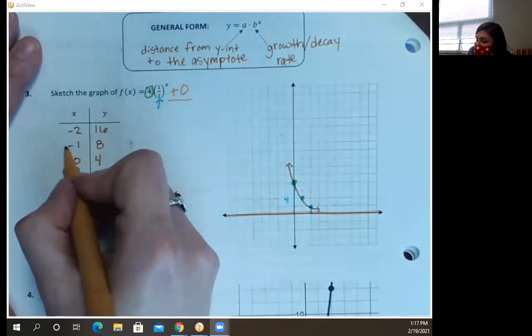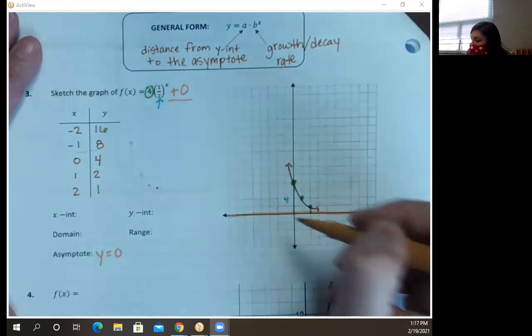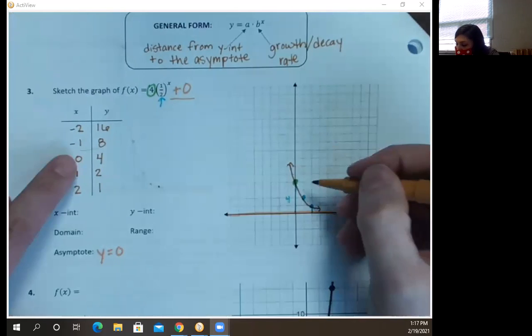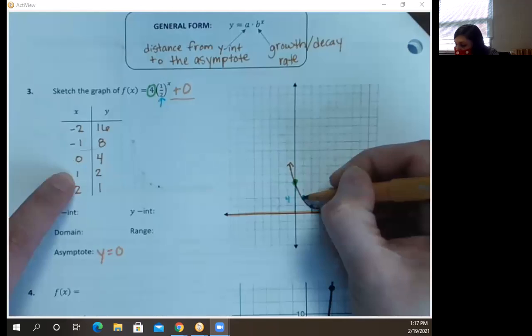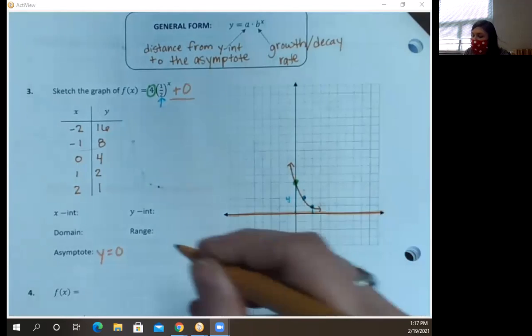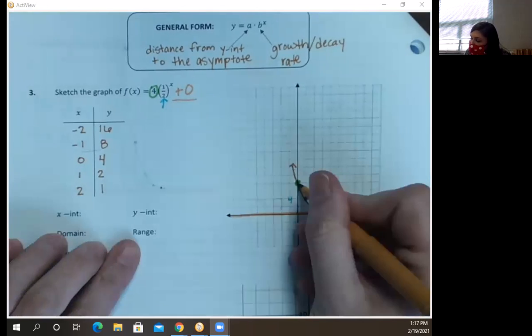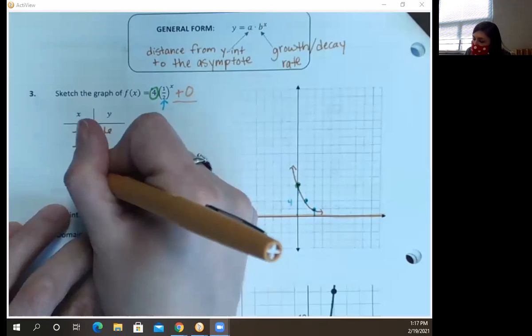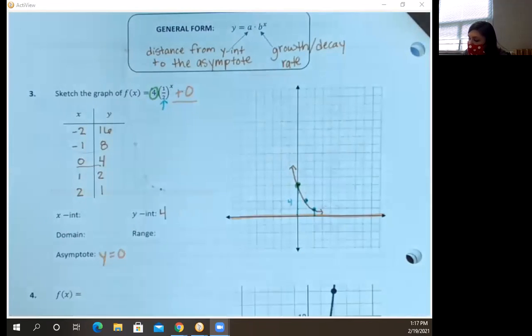I didn't have these because I didn't go back this way. But we did have 0, 4 and 1, 2 and 2, 1. Same points from our table. And if I looked at my other key information, we had our y-intercept at 4, which was the same as what we had in our table.